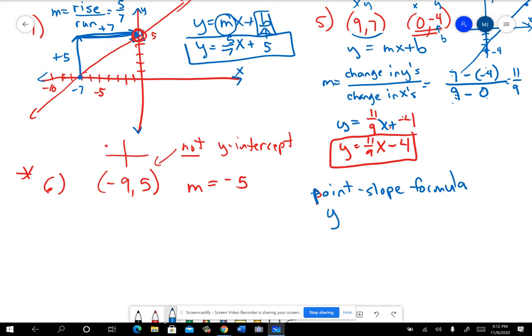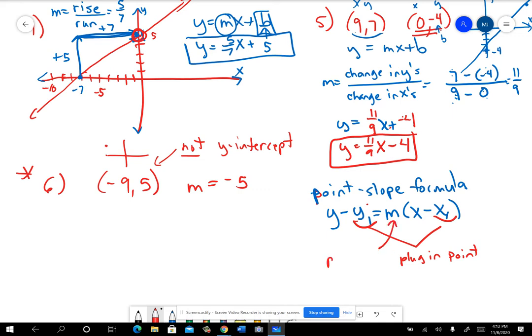It says you can take y minus your specific y coordinate you were given equals m times the quantity x minus the specific x coordinate from the point you were given. And the y and the x, they're going to stay as they are. You're going to plug in your point here. This is where you plug in the coordinates of the point. And then for m, you're going to plug in the slope. You just need to know how to use it and then clean it up a little bit.